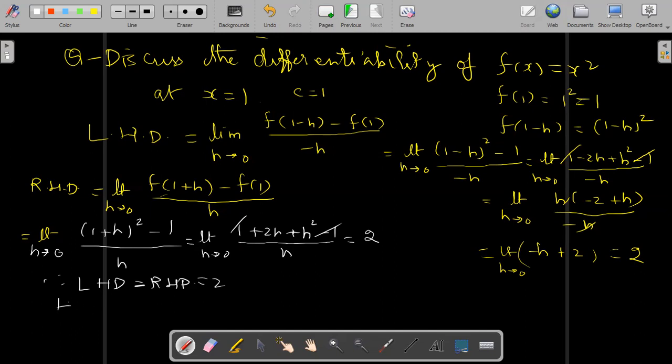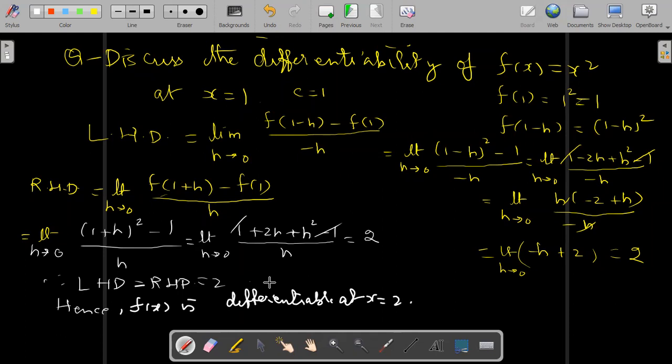Therefore, hence f(x) is differentiable at x is equal to 2.